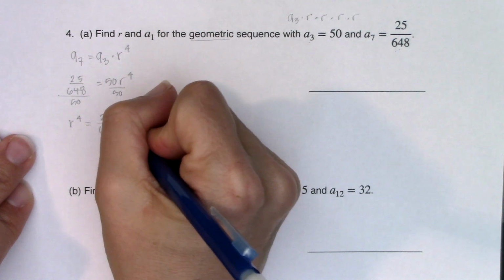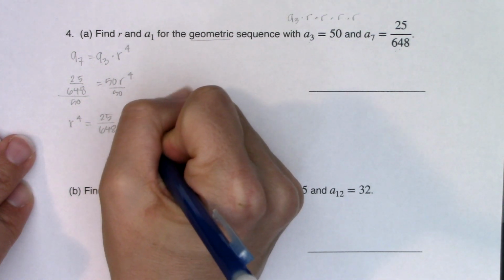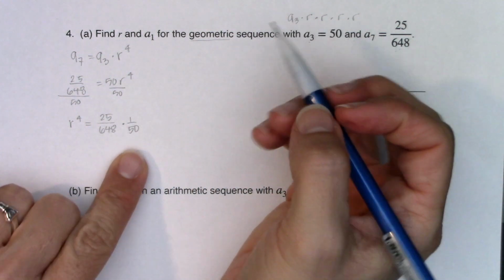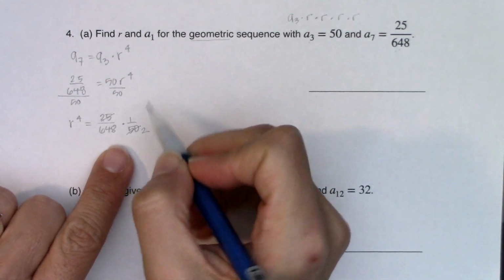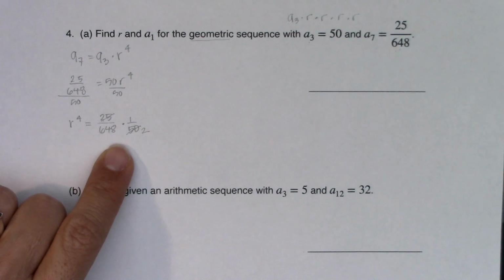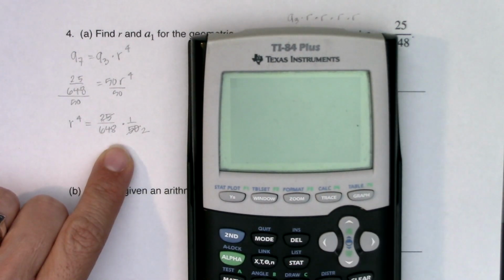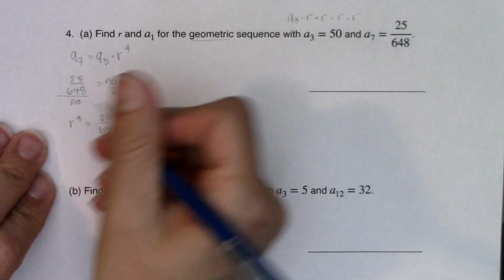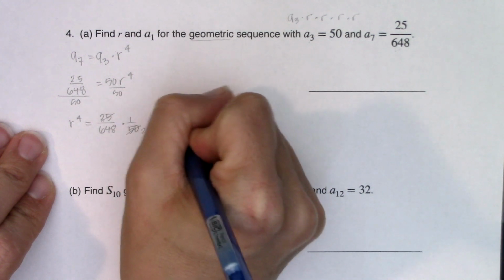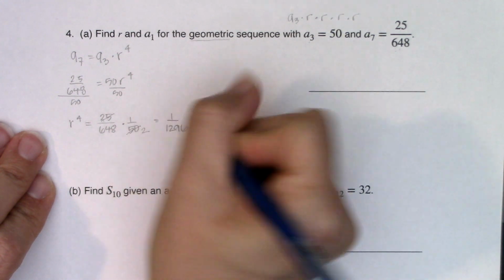times 1 over 50. Dividing by 50 is like multiplying by 1 over 50. And I'm specifically going to write it that way for this particular problem just because 25 and 50 cancel so nicely. And then I'm going to move over to my calculator and ask, what is 648 times 2? Let's see what that denominator is. It's 1296. So I know R to the 4th is 1 over 1296.